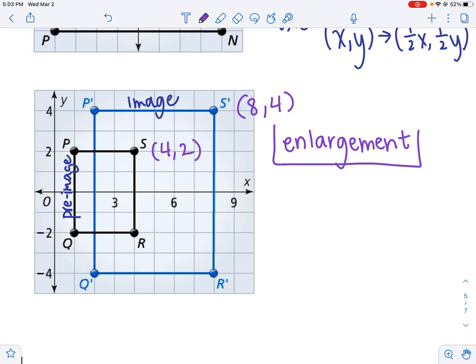So most students tend to like dilations because you can kind of use your eyes and see. Most of our graphs are to scale. So you can use your eyes and look at it and see, is it getting bigger? Is it getting smaller? And go from there.